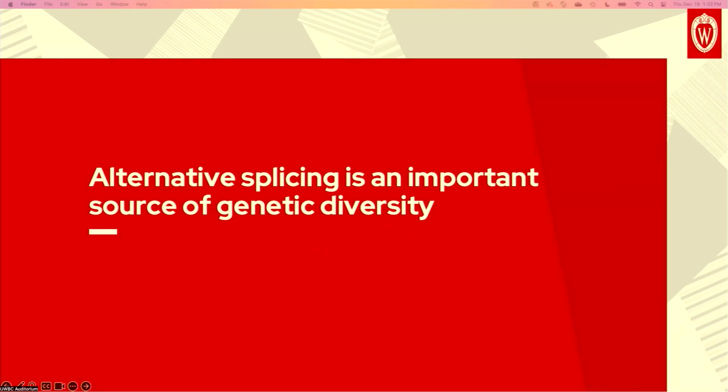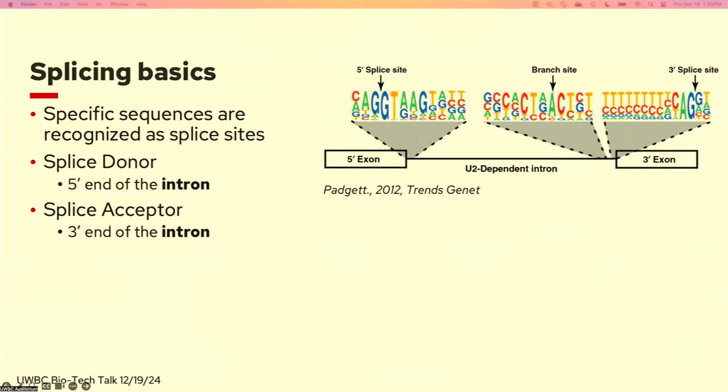First, I just want to talk about this concept that alternative splicing is an important source of genetic diversity. Our genes are composed of different modules, or exons, that are spliced together to create our functional proteins. So, splicing basics. Specific sequences are recognized for their role in splicing. When you have a splice junction, you have these canonical sequences that trigger the splicing proteins to recognize them, bind them, and create a splicing event.